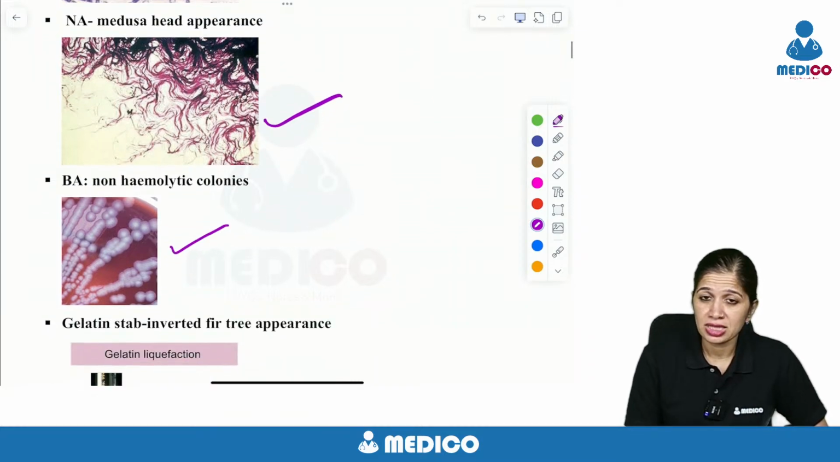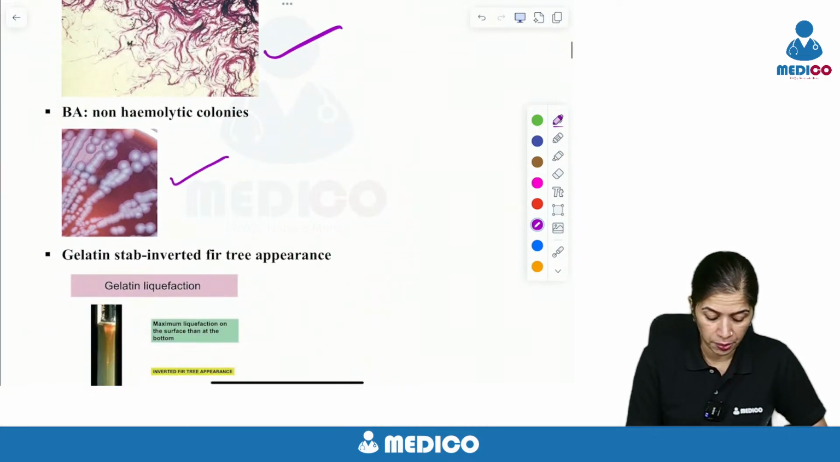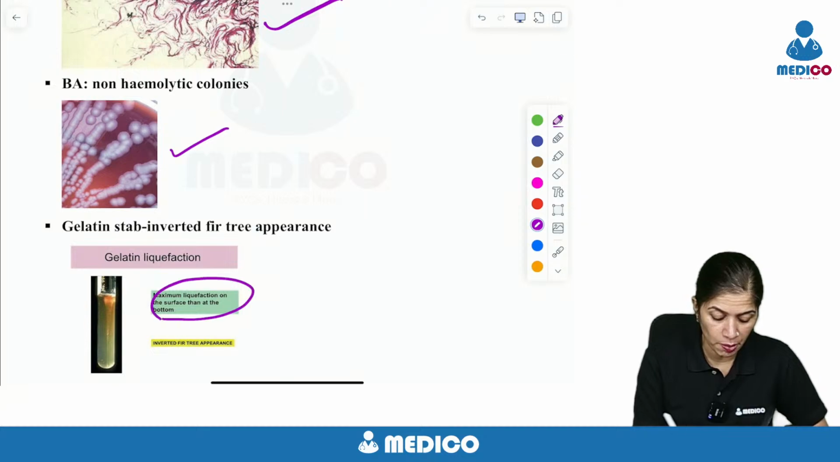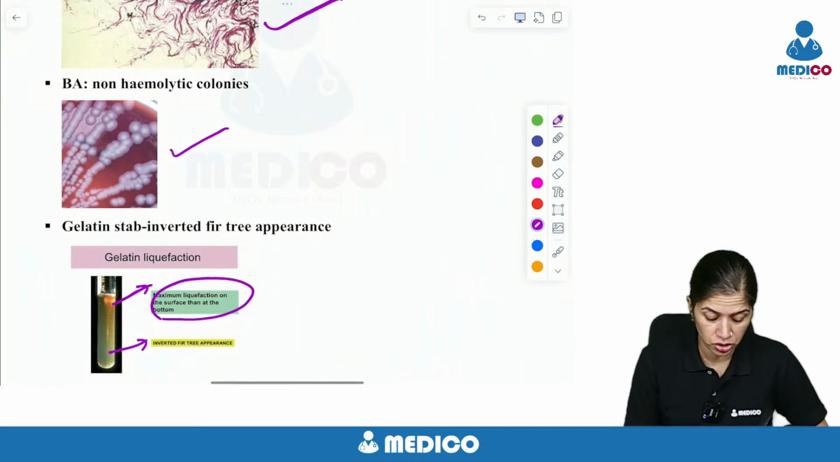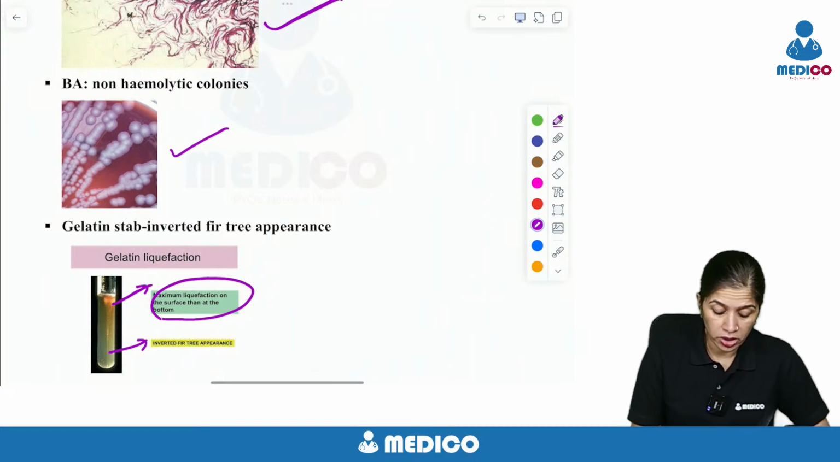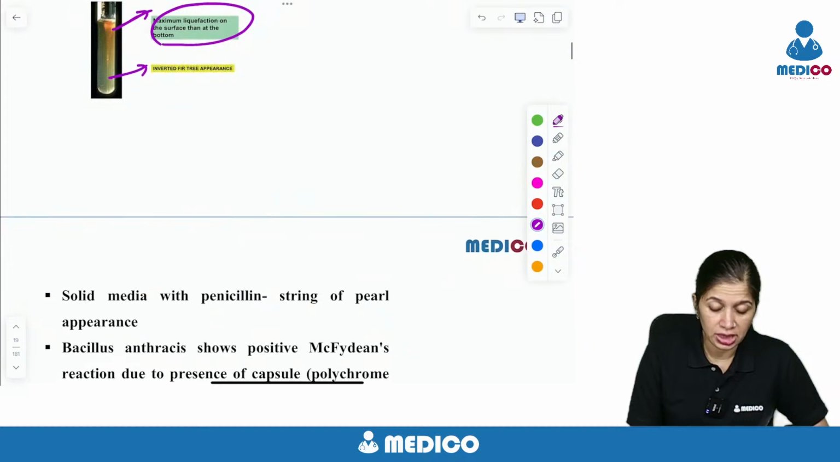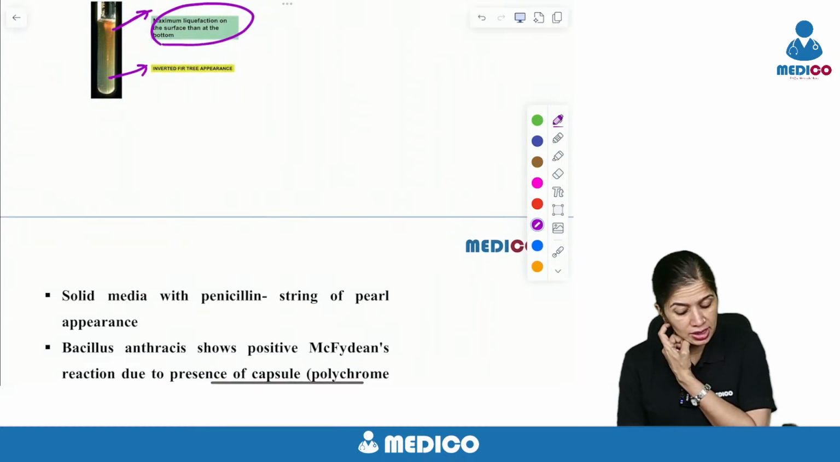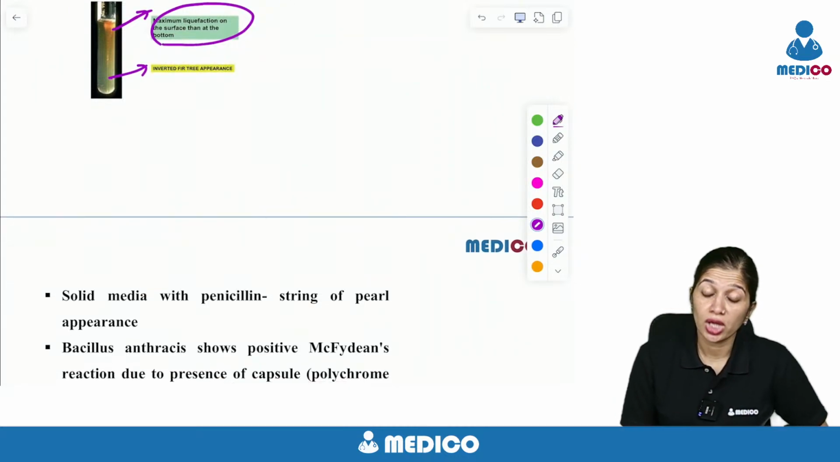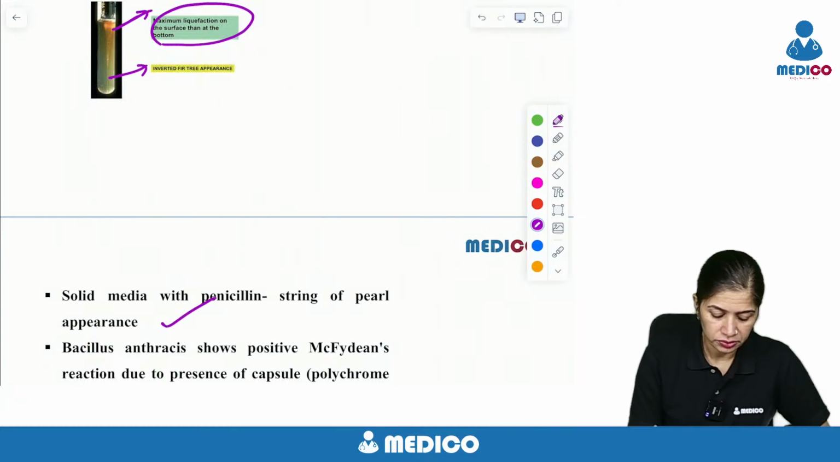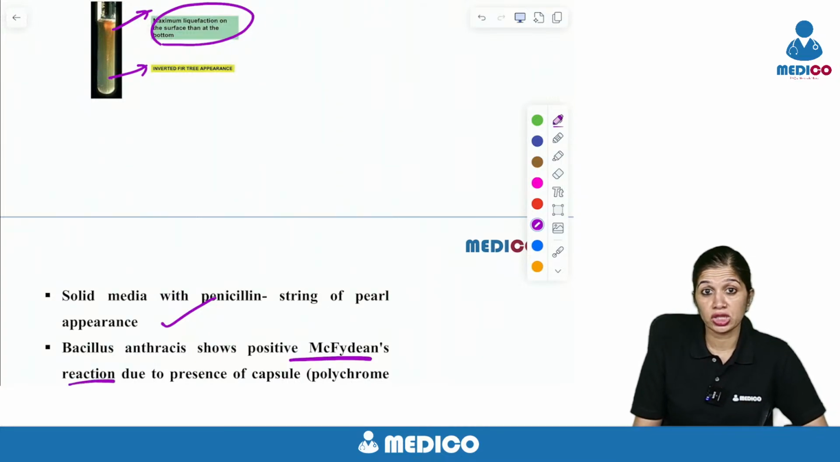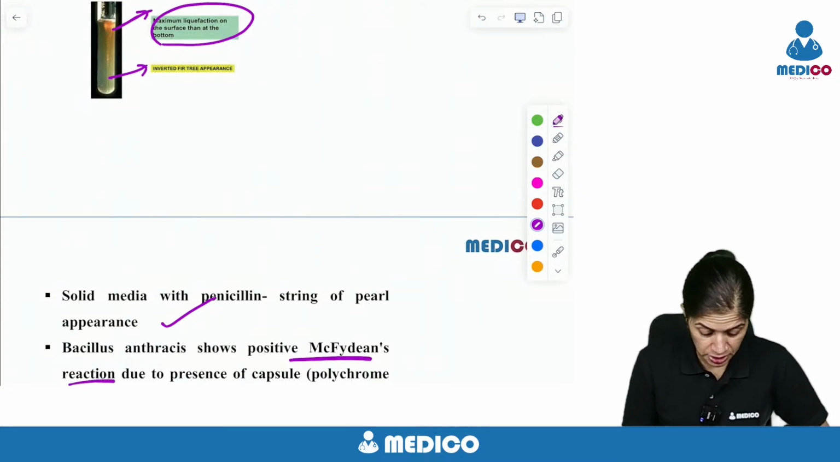On gelatin stab, you get an inverted fir tree appearance wherein the liquefaction is maximum on the top. So here the liquefaction will be much more than down below, that is inverted fir tree appearance. Then when you culture it on solid media which contains penicillin, you get what is known as a string of pearls appearance. And it also shows a positive McFadyean reaction. McFadyean reaction is because of the presence of a capsule, okay.